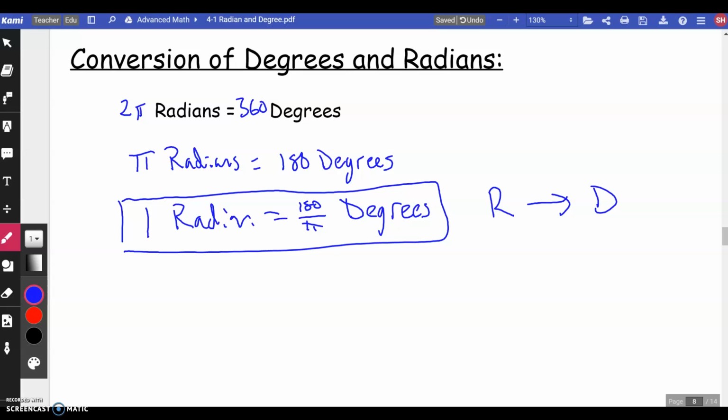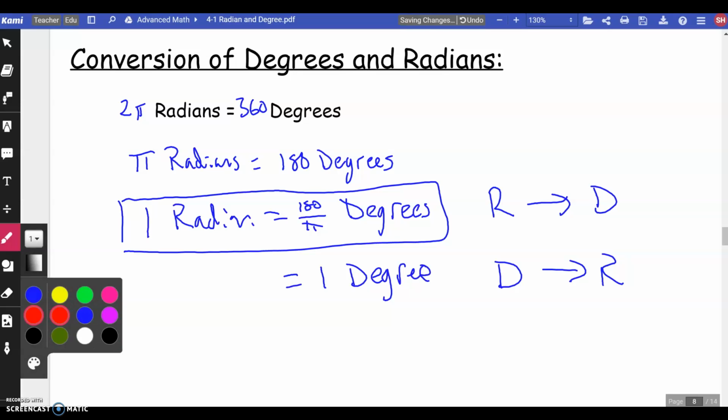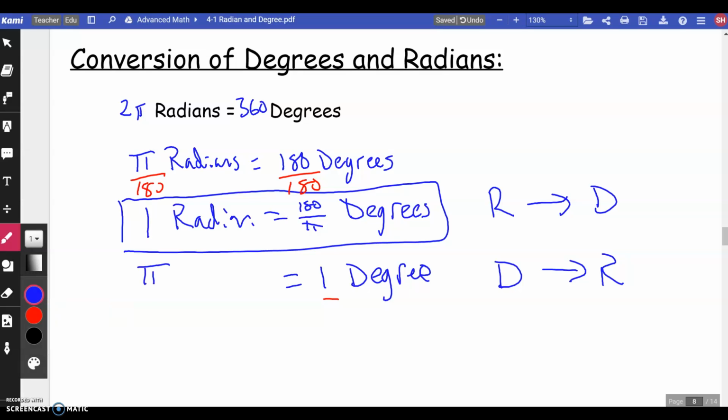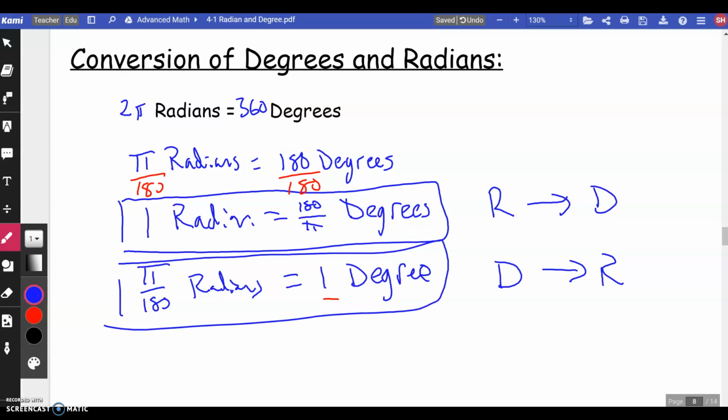So what if we want to go from degrees to radians? In that case, I need to know what 1 degree is in terms of radians. So I'm going to divide by 180, because 180 divided by 180 is 1, and I'm going to divide this side by 180. That gets me pi over 180 radians. And that's my conversion factor for degrees to radians.